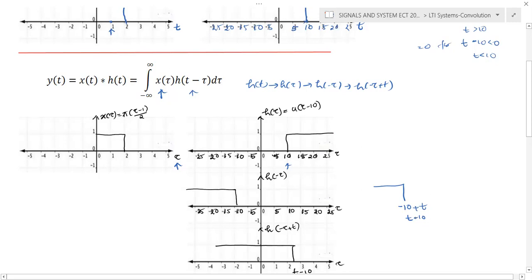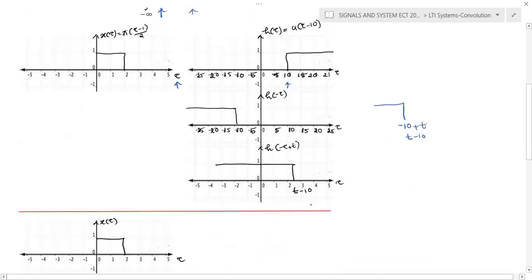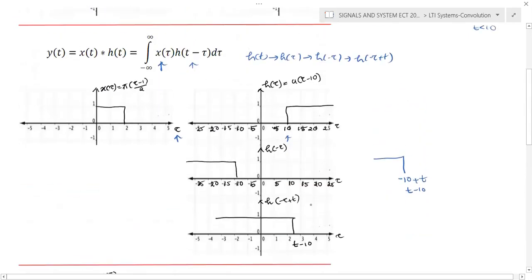So we don't know the value of t, so it can be positive or negative. Generally you can shift the signal towards left or right. Now you can see here it is shifted to right, and this is t minus 10, h of minus tau plus t. Okay. Now you can evaluate the integral for different values of t; we need to integrate the equation.